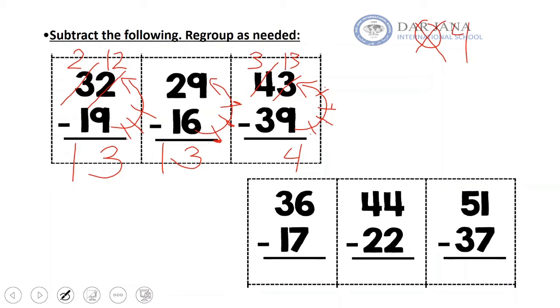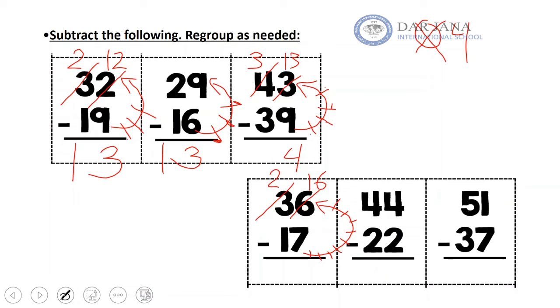Now, 36 minus 17. 6 minus 7. Which one is bigger? 6 or 7? 7, yes. So, more on the floor, you have to go next door. The 6 will go to the 3. The 3 will become 2. And the 6 will become 16. 16 minus 7. Let's count from 7 till 16. 7, 8, 9, 10, 11, 12, 13, 14, 15, 16.